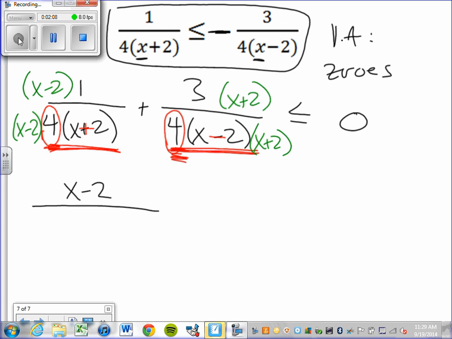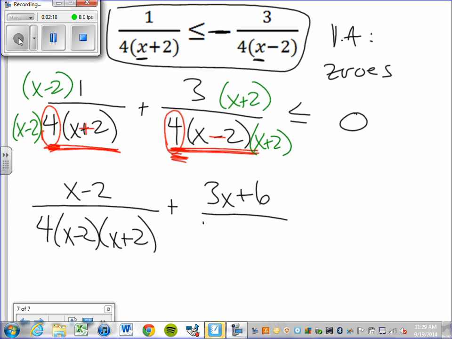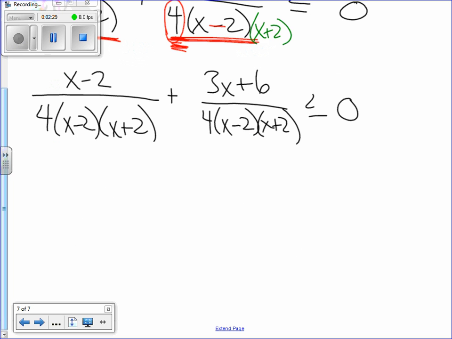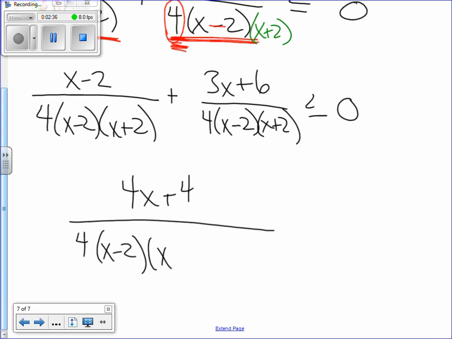On the left side, we have x minus 2 over 4(x minus 2)(x plus 2). Over here, I've got 3x plus 6, and then the denominator the same as the other side. Okay? As we go to combine these fractions into one, we have 4x plus 4 over 4(x minus 2)(x plus 2), I guess I didn't write that so big, and this is less than or equal to 0.